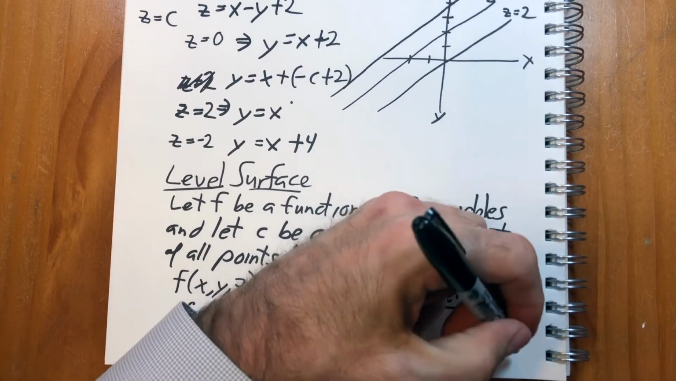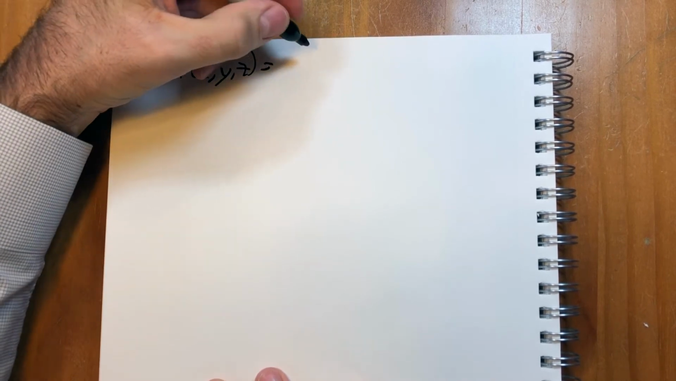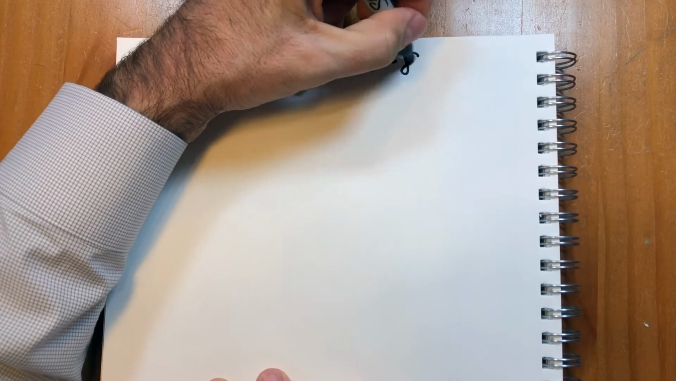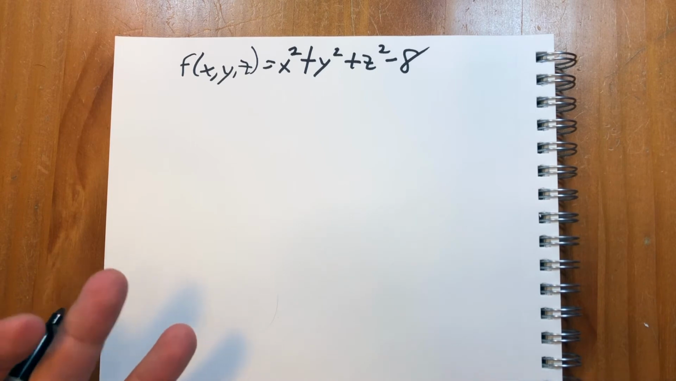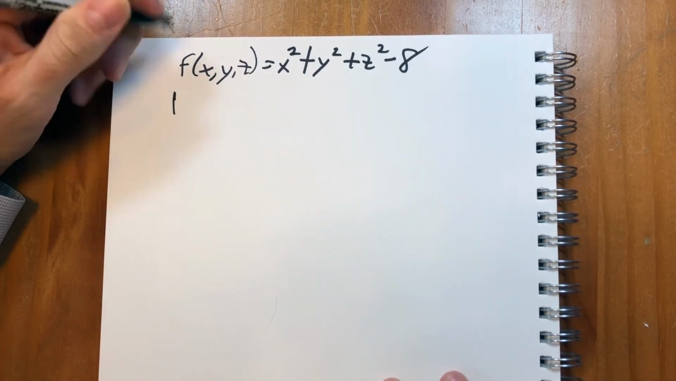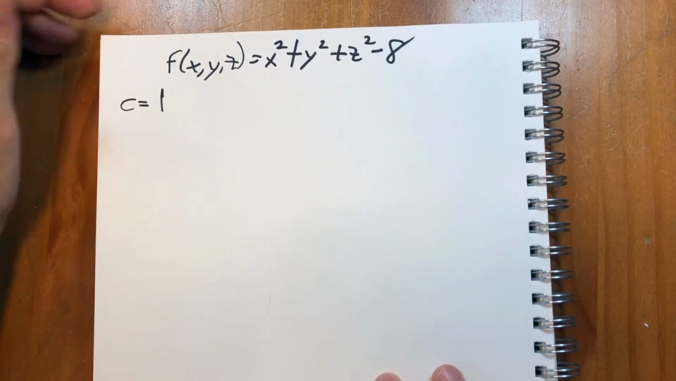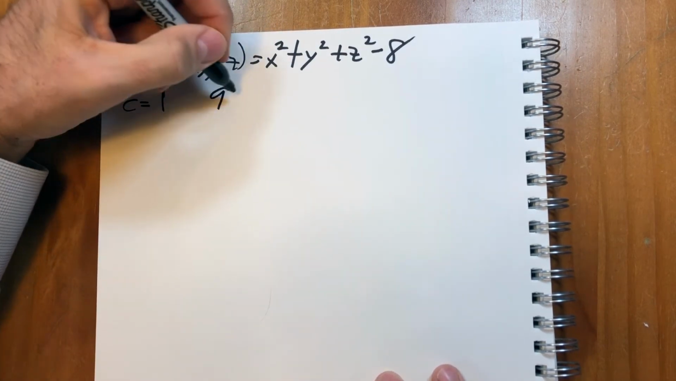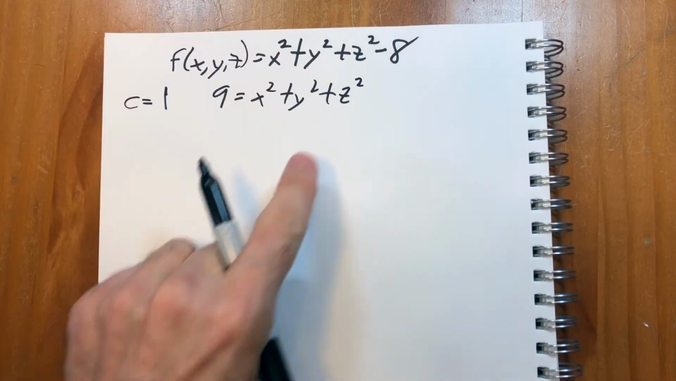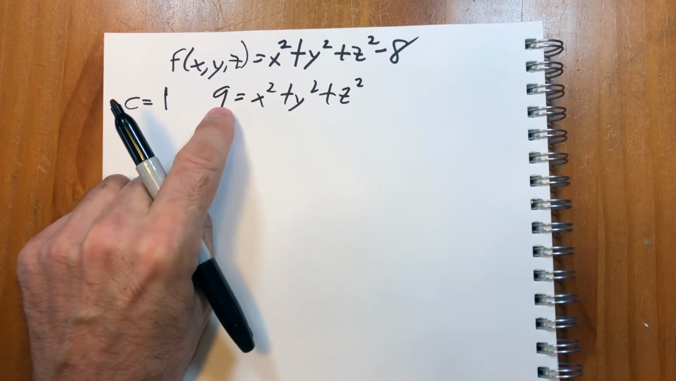Okay, so just as an example, if we had f of x, y, z equals x squared plus y squared plus z squared minus 8, let's look at what the level surface would be with value 1. So if we set f of x, y, z to 1, then we would move this over and we would have 9 equals x squared plus y squared plus z squared. And this is just a sphere with radius 3.